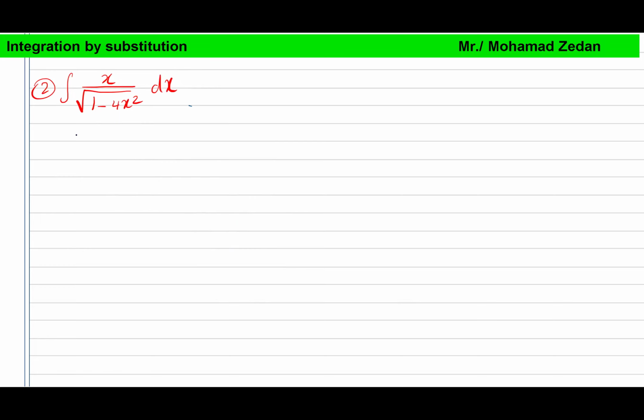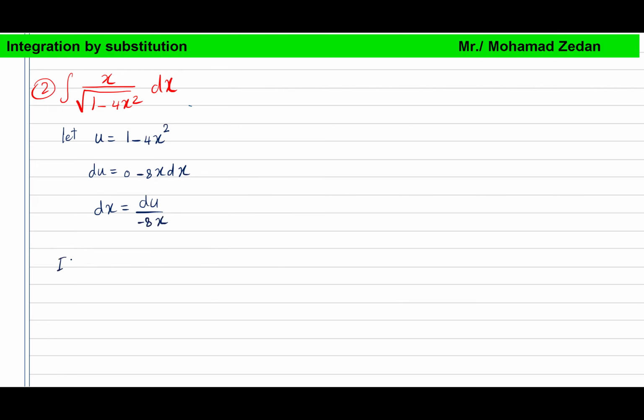Question number 2. Integral of x over square root of 1 minus 4x squared dx. Let u equals 1 minus 4x squared. So du is equal to 0 minus 8x dx. So the dx now is equal to du over negative 8x.